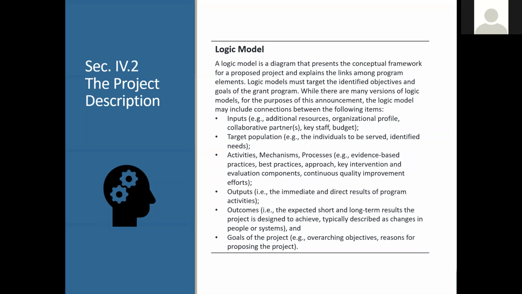For the logic model section, applicants should target the identified objectives and goals of the project. This should be in the form of a diagram that presents the conceptual framework of the proposed project and explains the links among program elements, which would include inputs, target population, activities, mechanisms and processes, outputs, outcomes, and goals of the project. Examples are included for each part of these bullets.